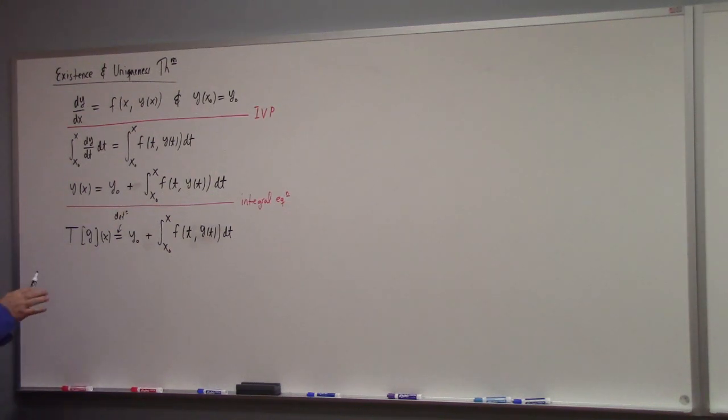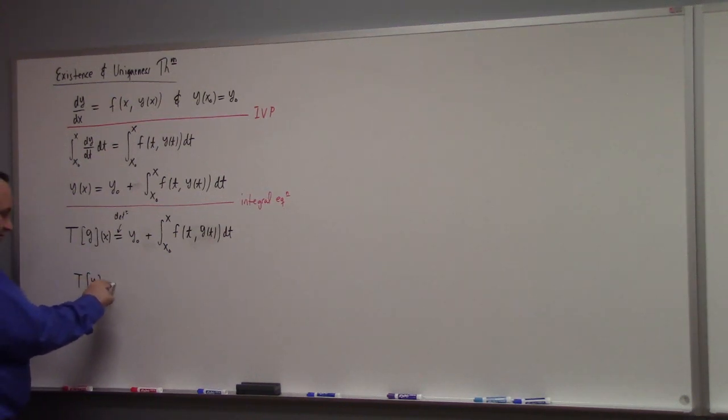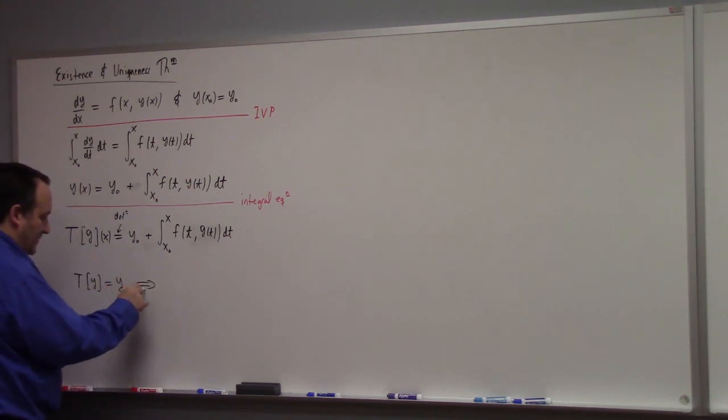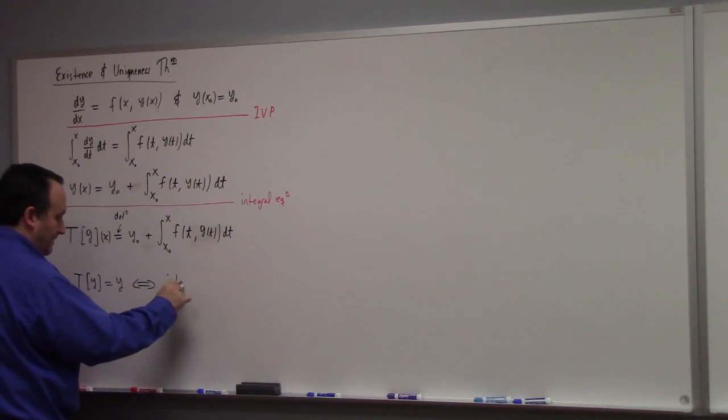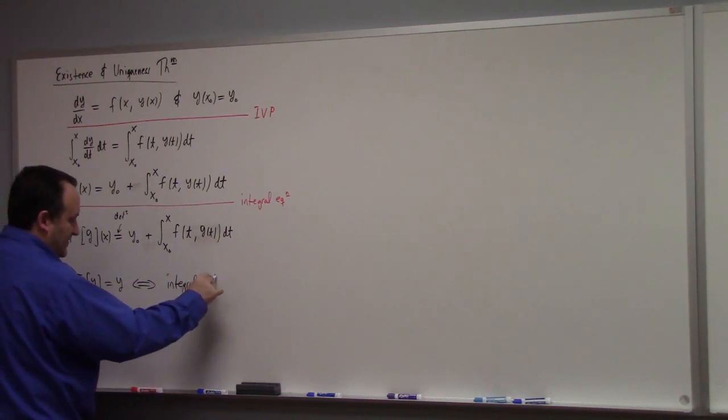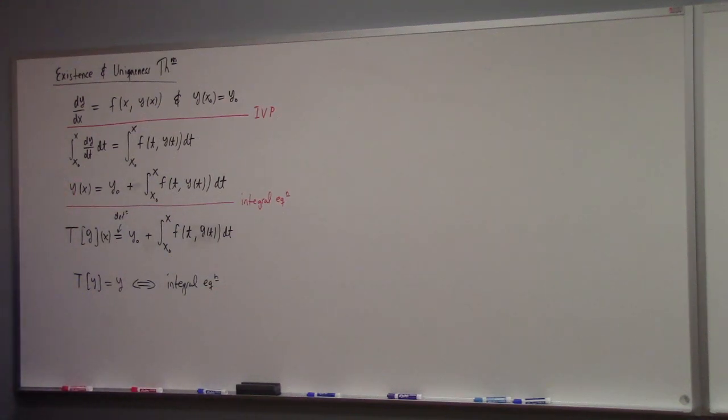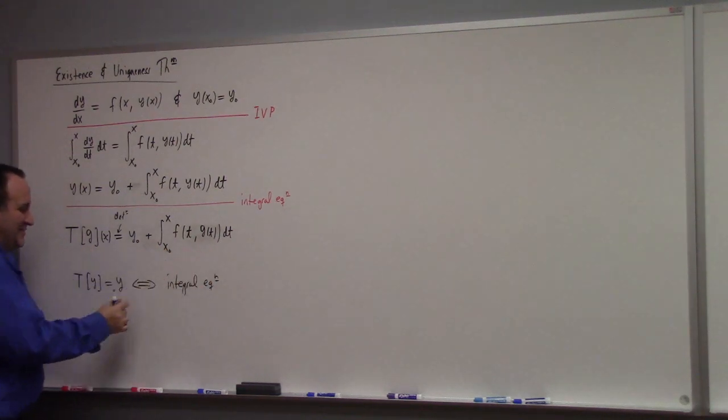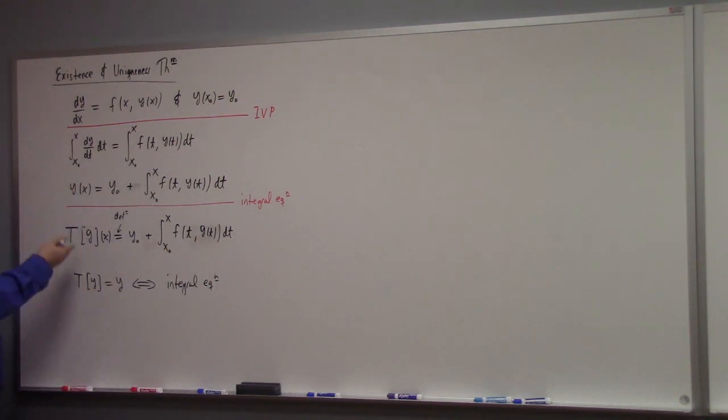So check this out. The integral equation is solved by a fixed point of T. If we have T of y equals y, then that's the same as the integral equation, which I should have given a name like star or something. Does that make sense? So we can view this integral equation as a fixed point for this operator equation.